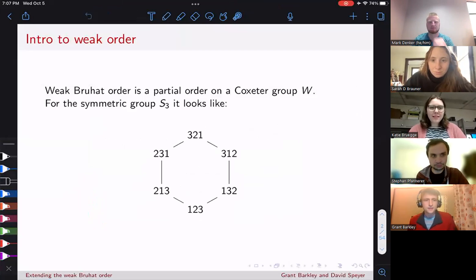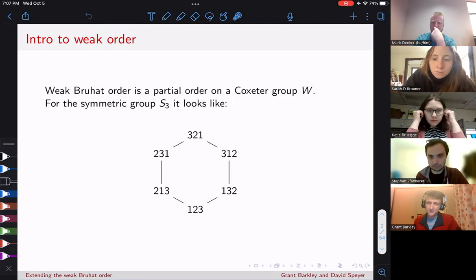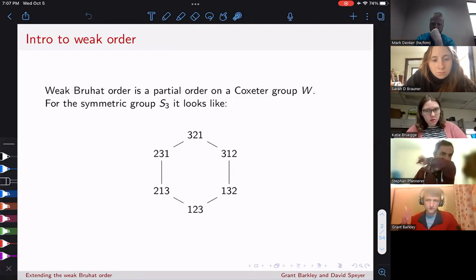There we go. Okay. So first of all, my talk is called Extending the Weak Bruhat Order. I wanted to remind everybody first what exactly the weak Bruhat order is. This is probably most familiar in the context of the symmetric group. The weak Bruhat order is a partial order on the elements of the symmetric group or any Coxeter group. I'm not going to define Coxeter group, but I'll give you several examples.